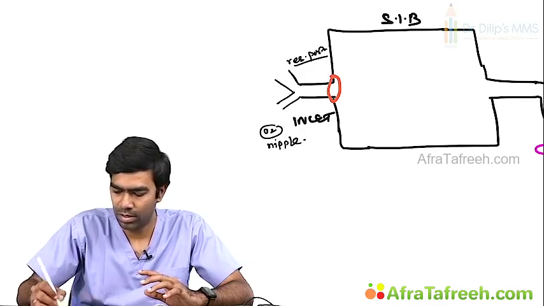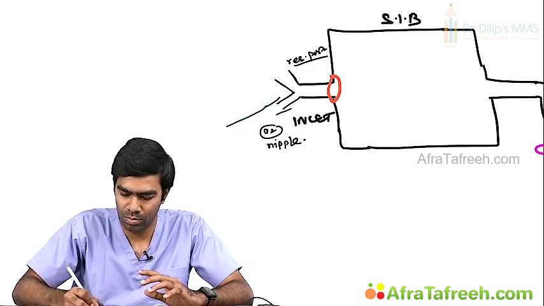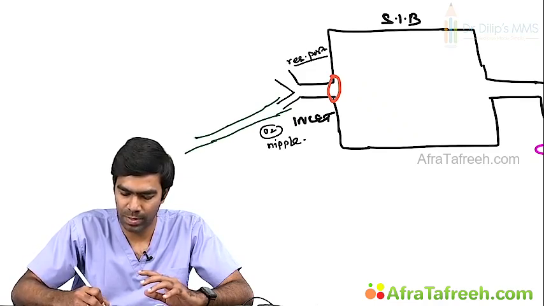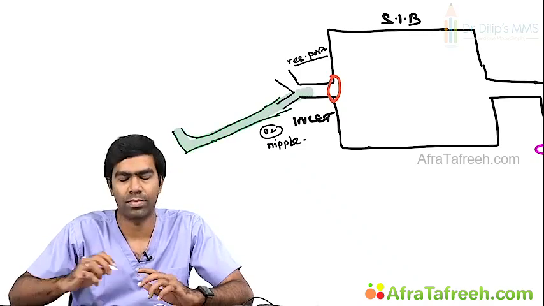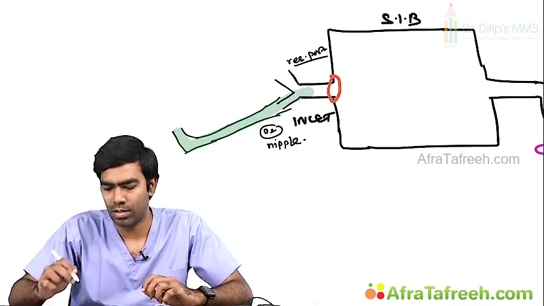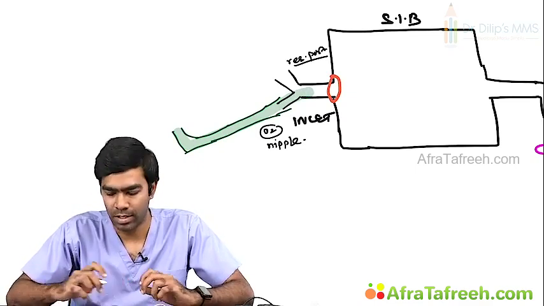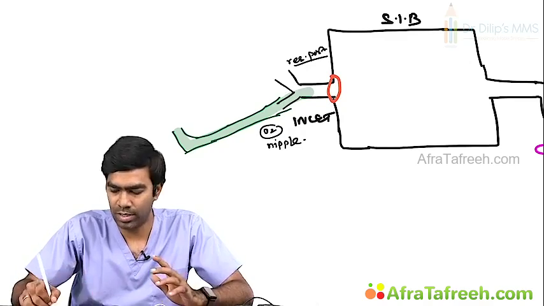Through the oxygen nipple, you will be putting a tube. There is an oxygen tube which will be connected to the oxygen source. Through this, the oxygen will be flowing into the ambu bag, isn't it?